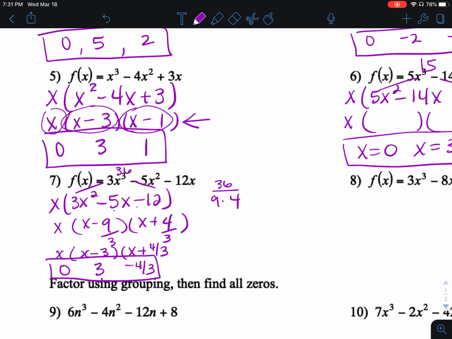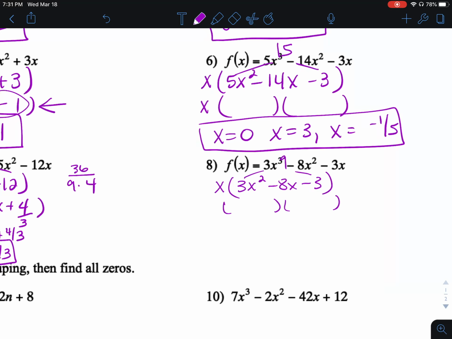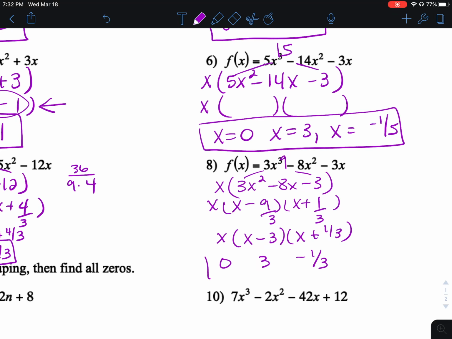Okay, number 8, same exact thing. Factor out an x to begin with, and then we're going to be doing AC method. So 3 times 3 gives me 9. So factors of 9 that subtract to give me 8. It's going to be 9 and 1. So minus and a plus here. Divide by our a value. So now we have x minus 3 and x plus 1/3. And so we get 0, 3, and -1/3.